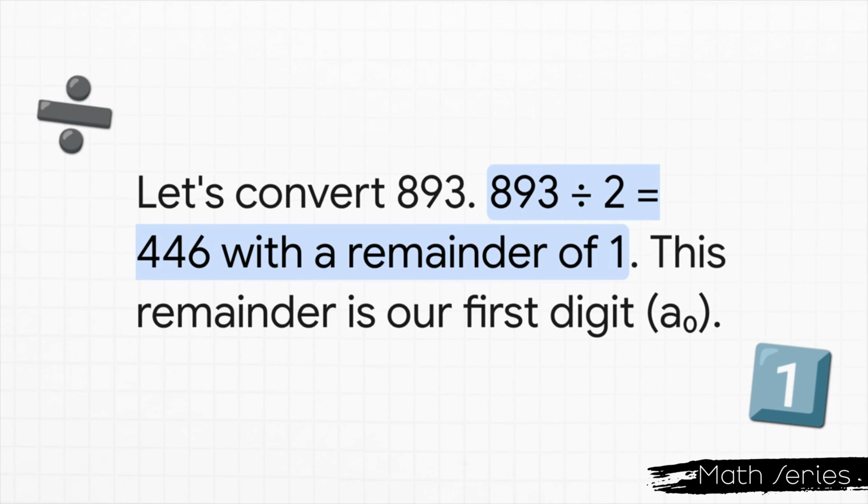We're going to base 2, so we just keep dividing by 2. First step, 893 divided by 2 gives us 446, with a remainder of 1. Now, hang on to that 1. It's actually the very last digit of our final binary number.